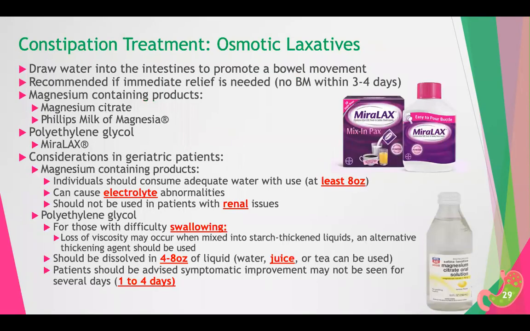With our osmotic laxatives, these draw water into the intestines to promote a bowel movement. It's recommended if immediate relief is needed, meaning if they've not had a bowel movement within 3 to 4 days. And we have our magnesium containing products, which are magnesium citrate, Phillips milk of magnesia, and then we also have polyethylene glycol or Miralax.